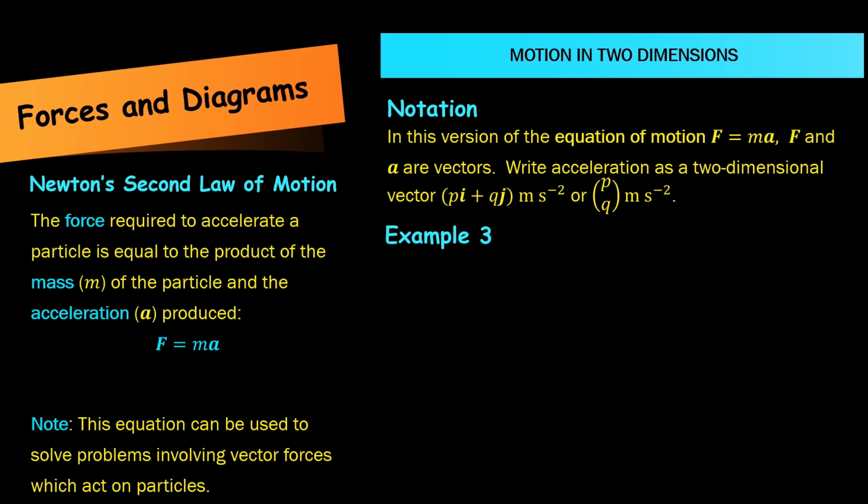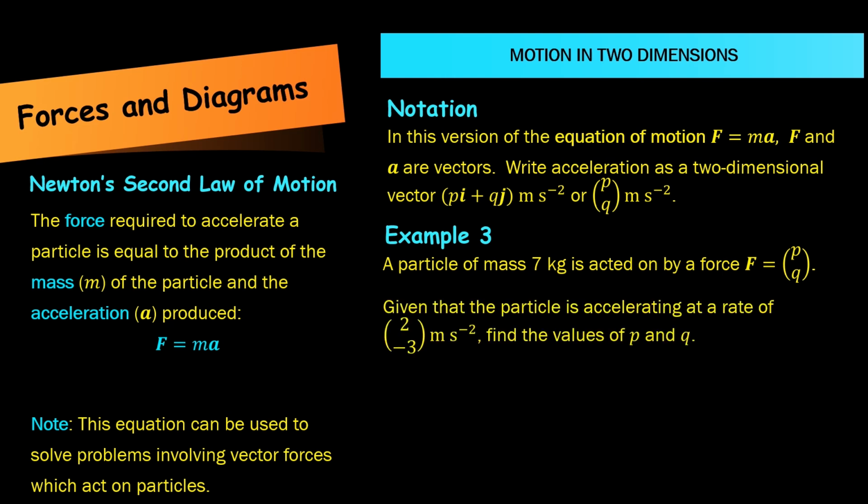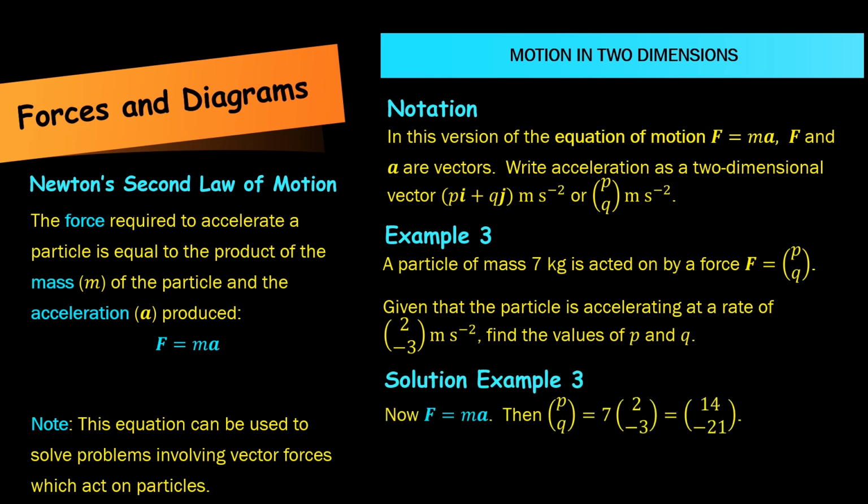Now let's take a look at another example. A particle of mass 7 kilograms is acted on by a force F equals (p, q). Given that the particle is accelerating at a rate of (2, -3) meters per second squared, find the values of p and q. So let's solve this. We have F equals ma, therefore (p, q) equals 7 times (2, -3). And therefore, solving this gives us p equals 14 and q equals minus 21.